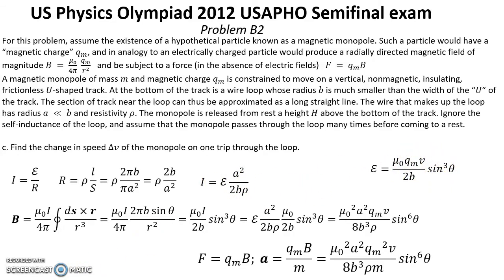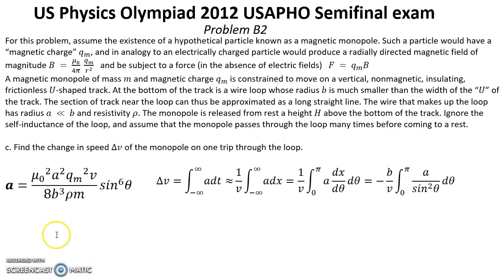Now we can count the force on this magnetic monopole. It will be Q_m multiplied by the magnetic field, and acceleration equals force over mass. And we have acceleration equal to this expression. After that we can count the change of velocity. Now using the expression for acceleration we can find the total change of speed.